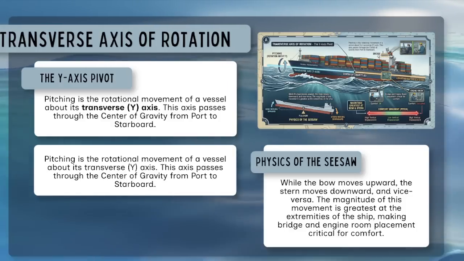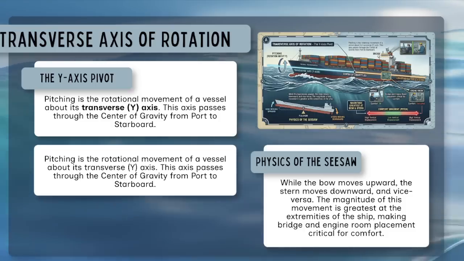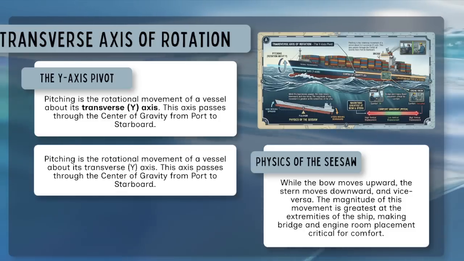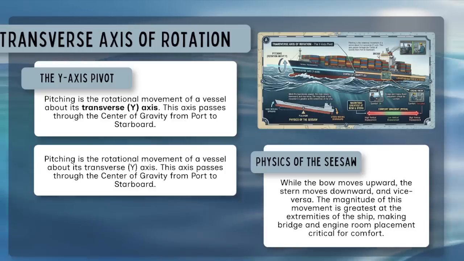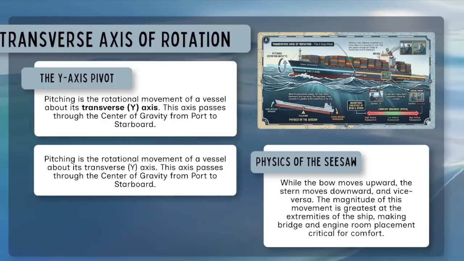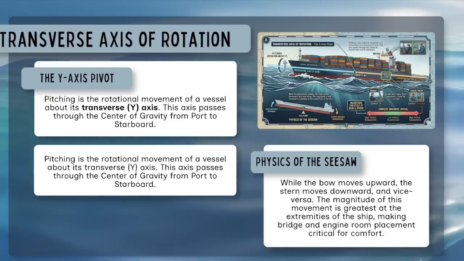So we also have the physics of the seesaw. While the bow moves upward, the stern moves downward, and vice versa. The magnitude of this movement is greatest at the extremities of the ship.